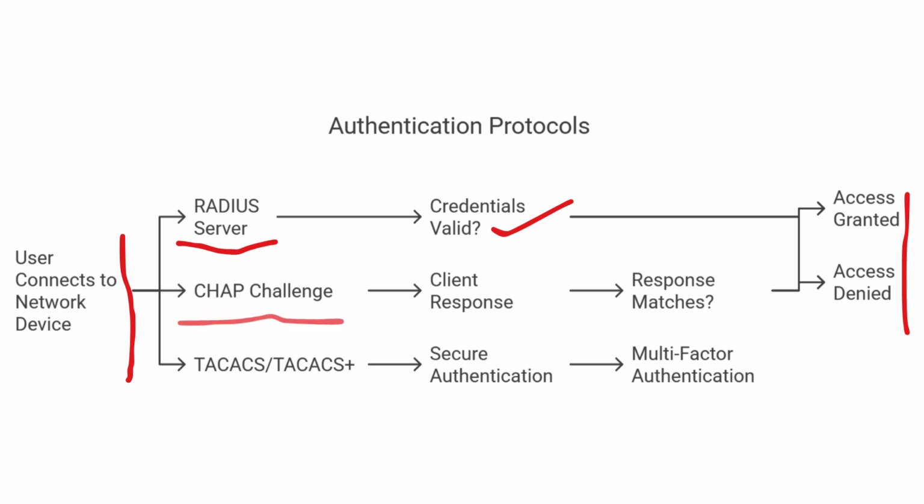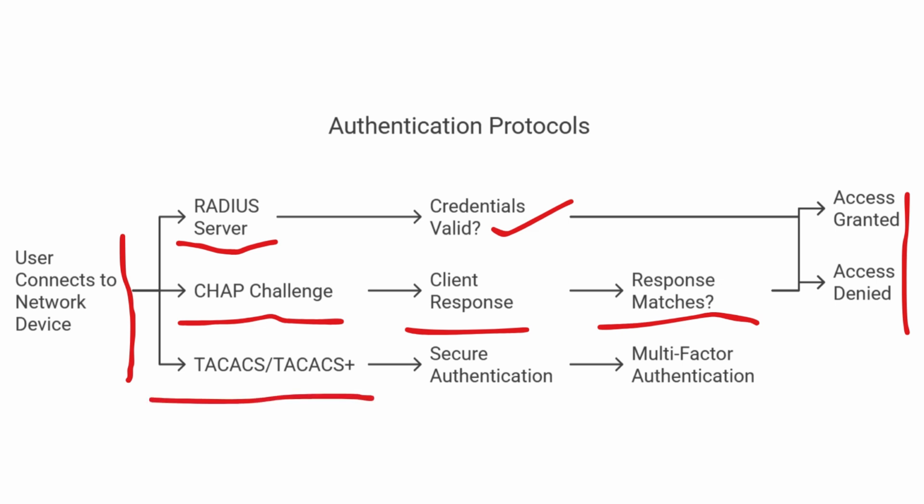CHAP, Challenge Handshake Authentication Protocol. CHAP is an authentication protocol that uses a challenge-response mechanism to verify a user's identity. In CHAP, the server sends a challenge number to the client. Then the client responds with an encrypted version of the challenge using their password. And the server verifies the response and grants access if it matches the expected value. This prevents attackers from replaying stolen credentials since each challenge is unique.